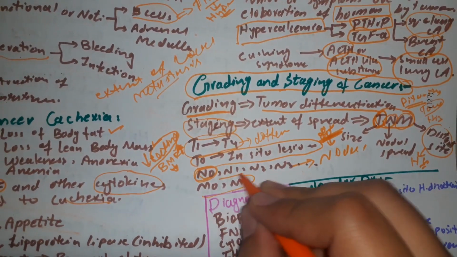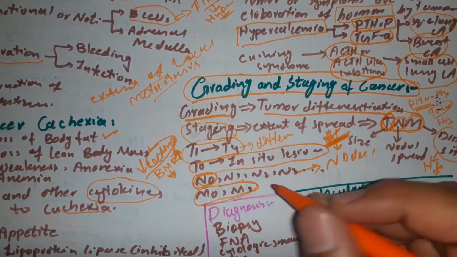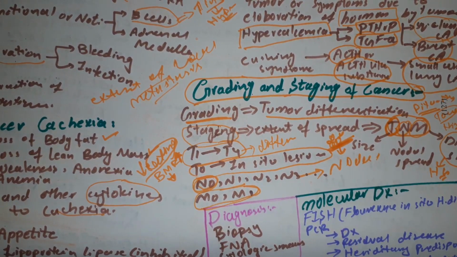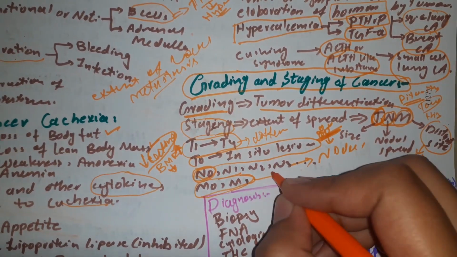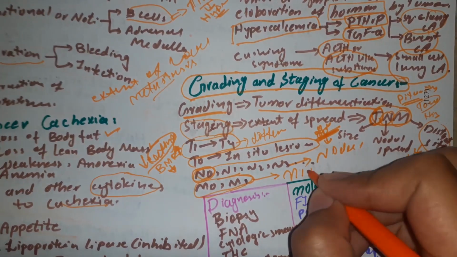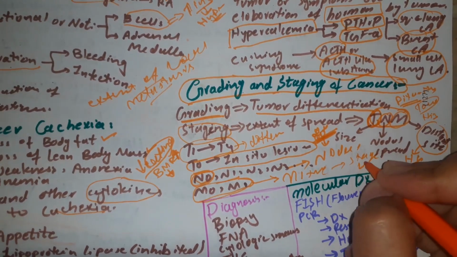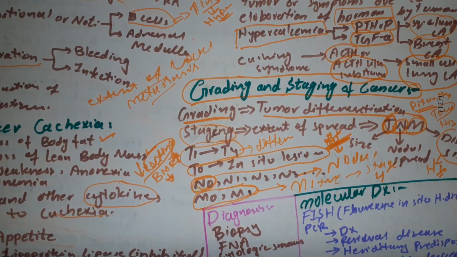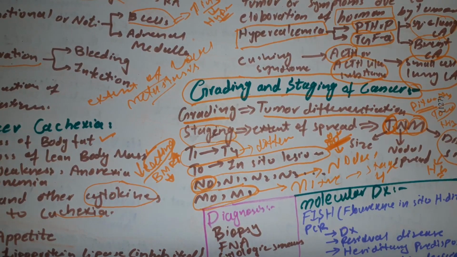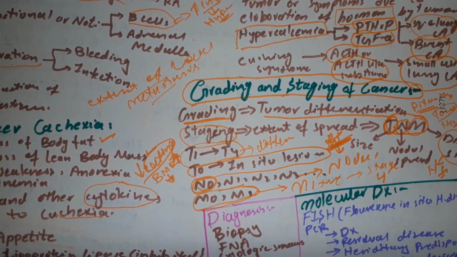And M0 and M1 show distant metastasis. If there is no distant metastasis, it is M0, and if distant metastasis is present, it is M1. The tumors showing distant metastasis, the M1 positive tumors, are mostly stage 4 tumors. So grading was according to tumor differentiation, and staging was according to the regional and distant spread of the tumor.